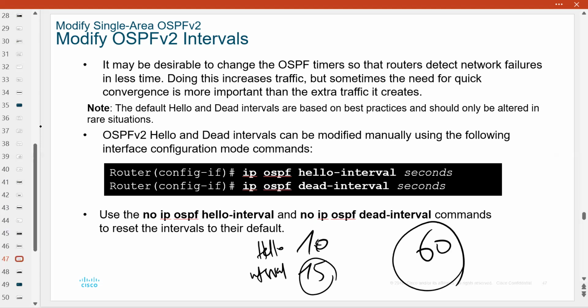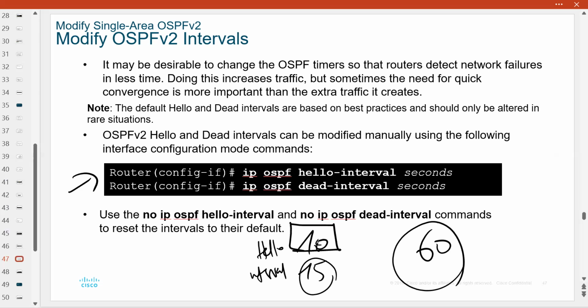So they can be changed. Changing them to less, I've not seen less than 10 so far, but let's say you change them to less than 10. What it means is the routers will detect a router down in less time, which is very good for convergence. Basically, that's the reason why we need to change these values. You can change them.